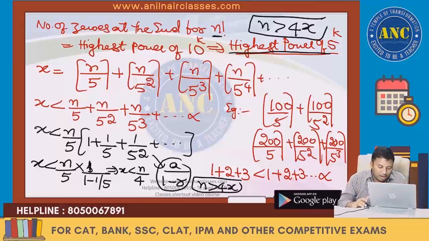Can I say that 1 plus 2 plus 3 is less than 1 plus 2 plus 3 till infinite? A finite series is always less than an infinite series. So x is less than n by 5, n by 5 square, n by 5 cube, and so on up to infinite, which is n by 5 times (1 plus 1 by 5 plus 1 by 5 square till infinite). This is an infinite series, so the answer is a by 1 minus r, 1 by 1 minus 1 by 5. If I solve it, I will get n is greater than 4x.